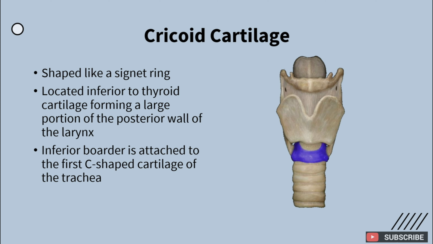The second single cartilage that we're going to discuss is the cricoid cartilage. It is shaped like a signet ring, and it's located inferior to the thyroid cartilage, forming a large portion of the posterior wall of the larynx. The inferior border is attached to the first C-shaped cartilage of the trachea, and it is the one that's highlighted in purple in the picture.